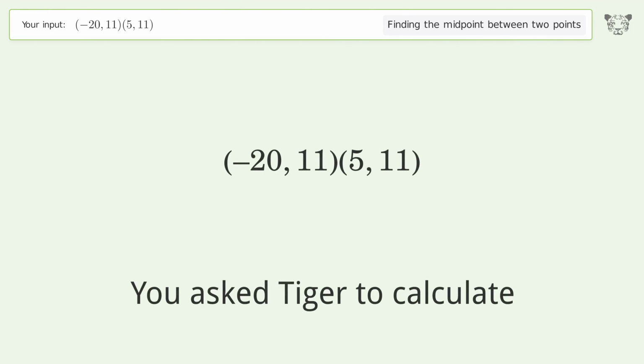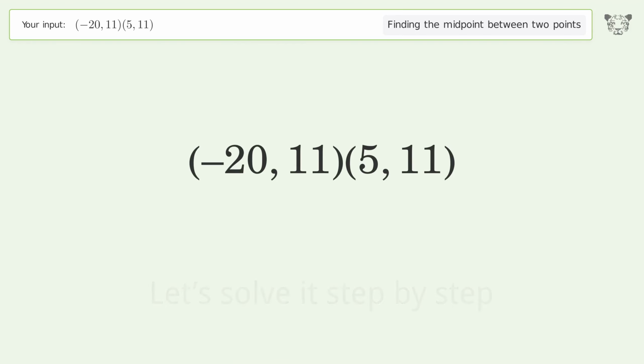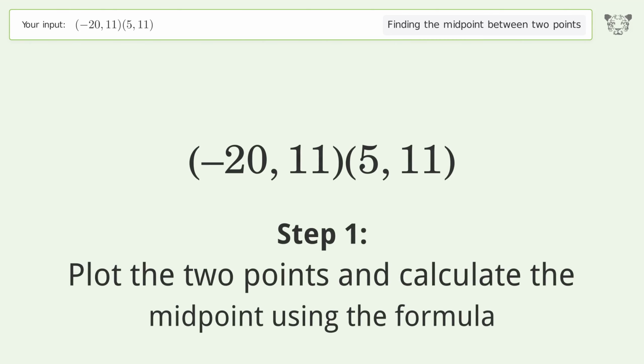You ask Tiger to calculate. This deals with finding the midpoint between 2 points. The midpoint between the 2 points is -7.5, 11. Let's solve it step by step. Plot the 2 points and calculate the midpoint using the formula.